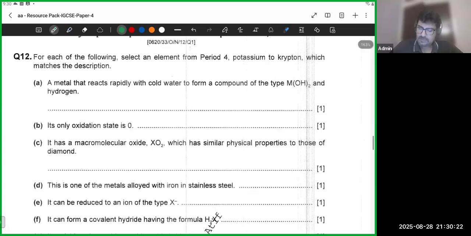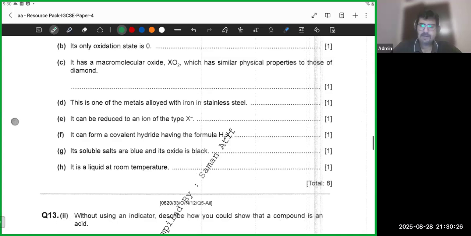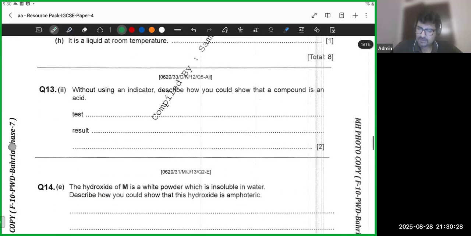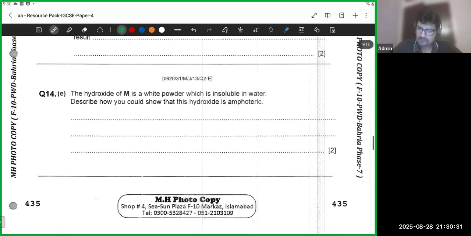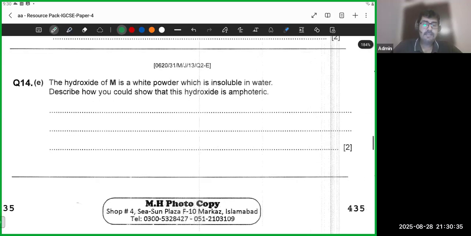Okay, this one is mostly about metals, so I'm going to skip this one. Tests on says we didn't do that yet. Yeah, again, he says 2 marks question. How do you prove something is amphoteric? Well, step number one, react it with acid.